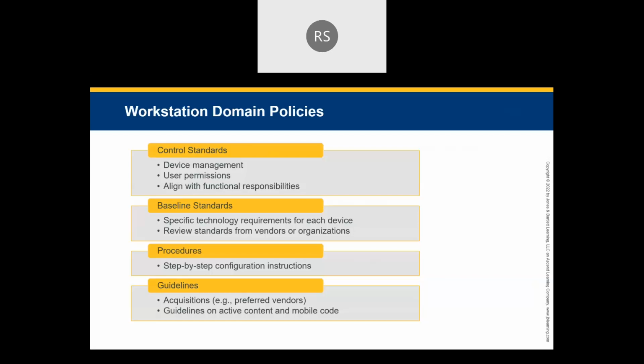Now, the guidelines within the workstation domain cover various aspects related to the workstation. For example, acquisition guidelines specify preferred vendors or approved hardware and software configurations for workstations. Guidelines on active content and mobile code address the handling and use of potentially risky content, such as Java applets or macros. So these guidelines provide recommendations and best practices to ensure a secure and efficient use of workstations.